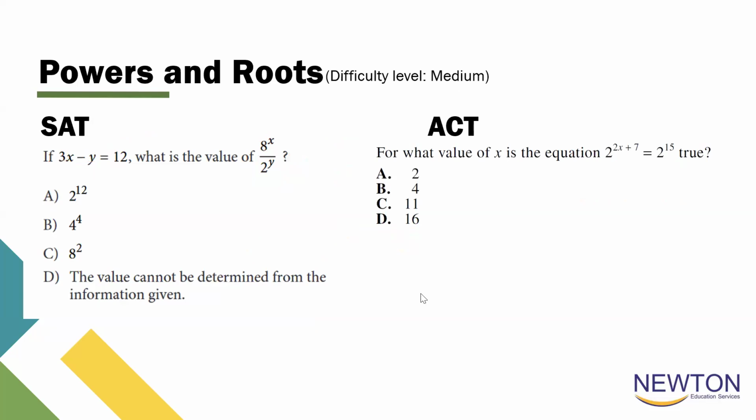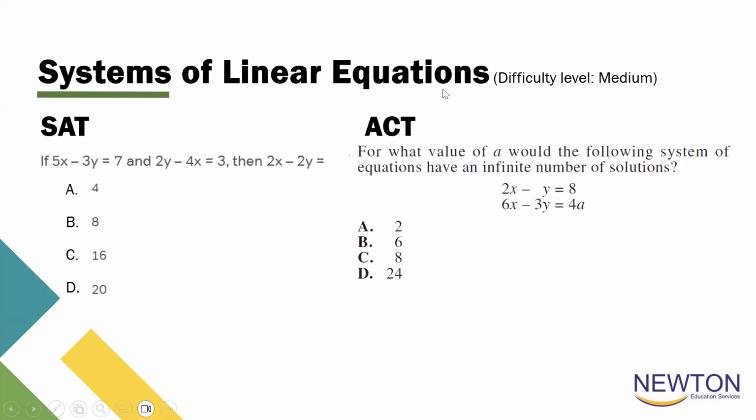Moving on to another question, for systems of linear equations or simultaneous equations. So here we have the SAT question. It's telling us if 5x minus 3y is equal to 7 and 2y minus 4x is equal to 3, then 2x minus y is what?